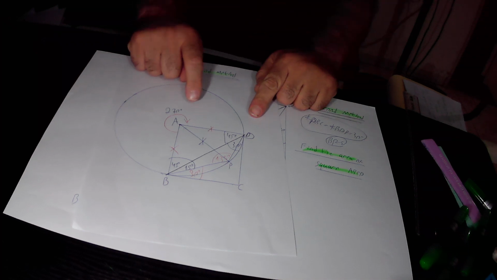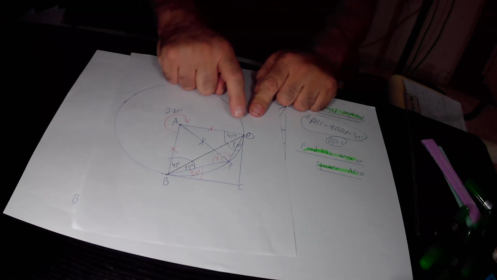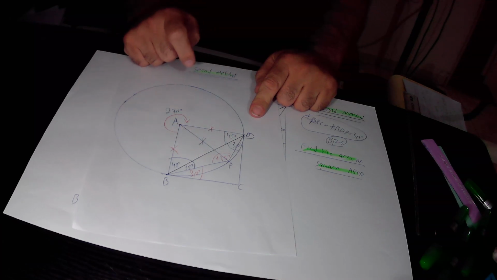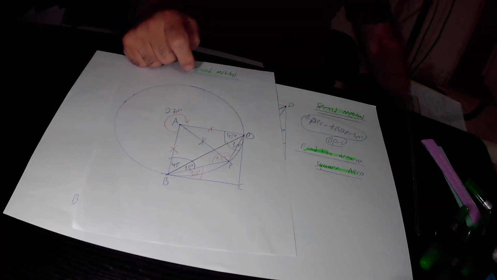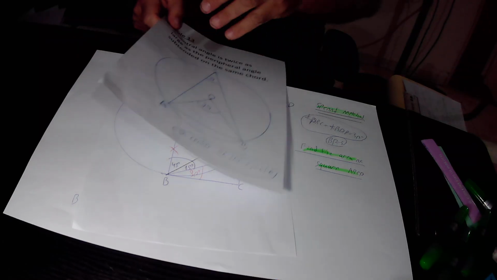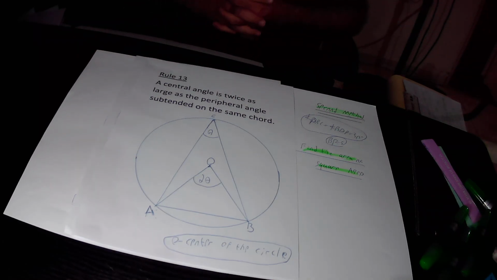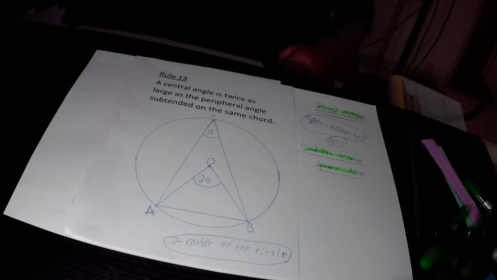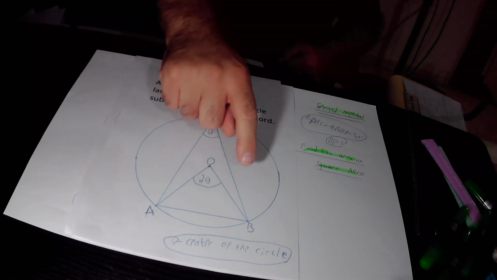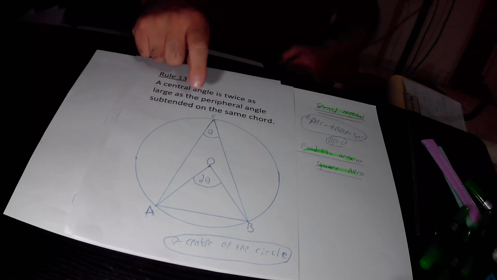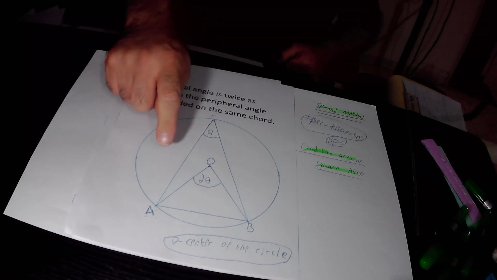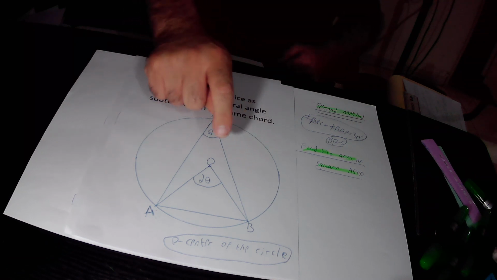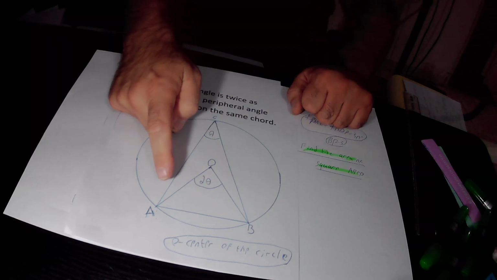Actually, center angle DAB and angle DBP obey rule 13. Let's click on rule 13. According to rule 13, a center angle is twice as large as the peripheral angle subtended on the same chord. In the drawing circle, this is peripheral angle ACB, equal to theta degrees in size. While this is center angle AOB, obtained on the same chord AB, exactly like peripheral angle ACB. So those two angles are both subtended on the same chord called AB.